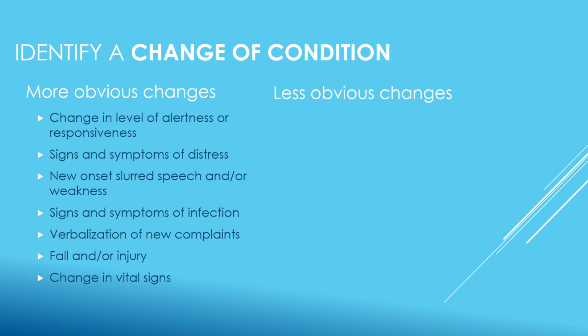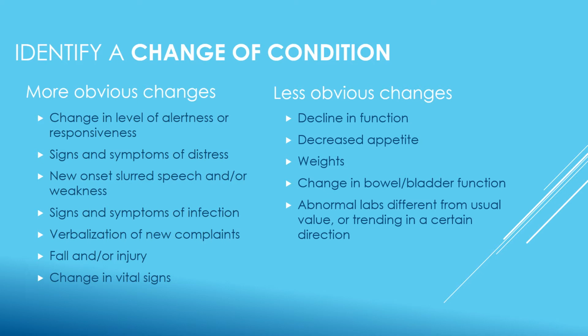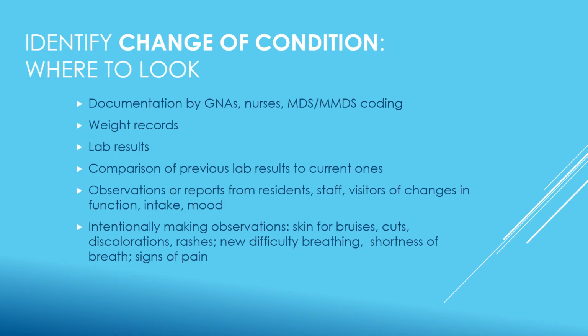However, some signs of significant changes are more subtle, and we need to be on the alert for these changes so that we don't miss them. These can include a change in bladder function or decreased appetite. Many of these changes are found in things that the GNAs report or document, such as ADLs, appetite, weights, bowel and bladder. Unfortunately, most nurses admit to not having enough time to pay attention to GNA documentation.